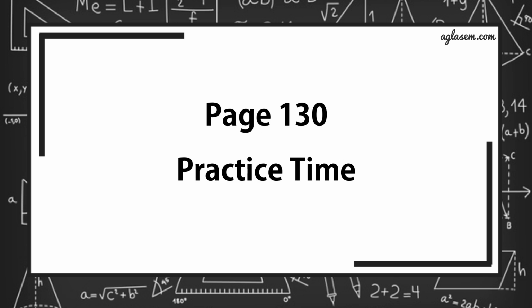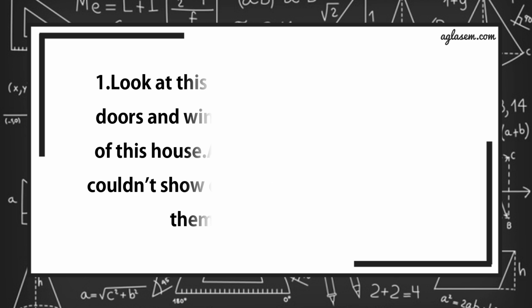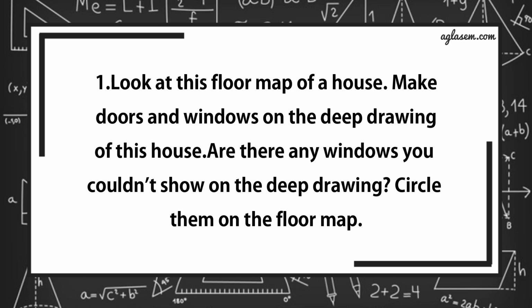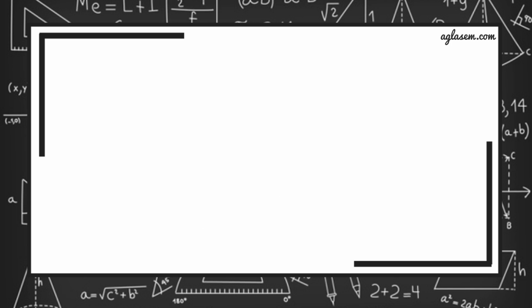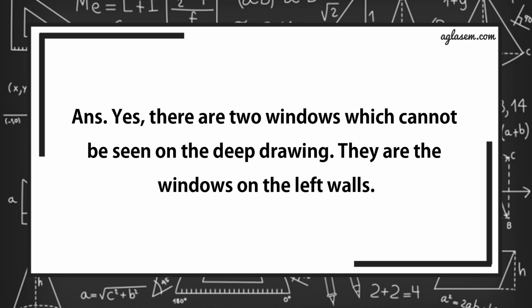Further, turn to page number 130, Practice Time. Question number 1 says, look at this floor map of a house. Make doors and windows on the deep drawing of this house. Are there any windows you could not show on the deep drawing? Circle them on the floor map. Answer is, yes, there are 2 windows which cannot be seen on the deep drawing. They are the windows on the left walls.